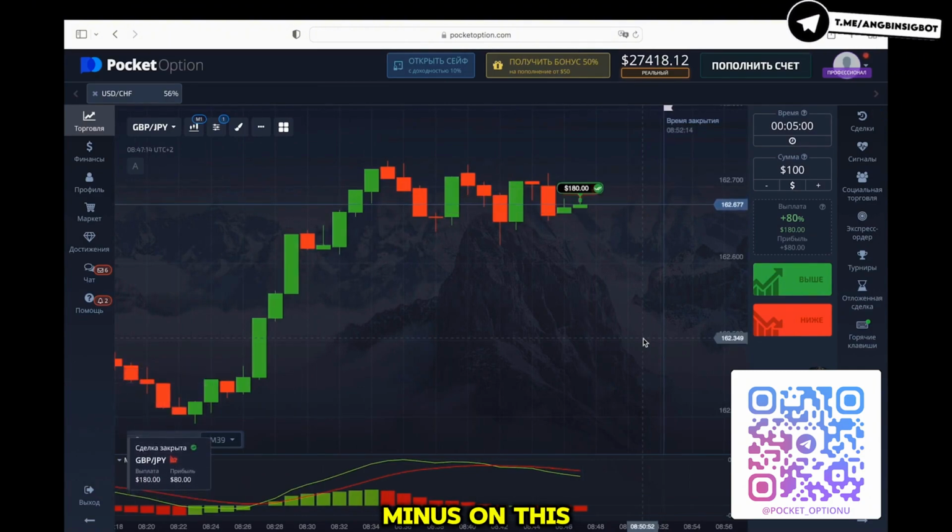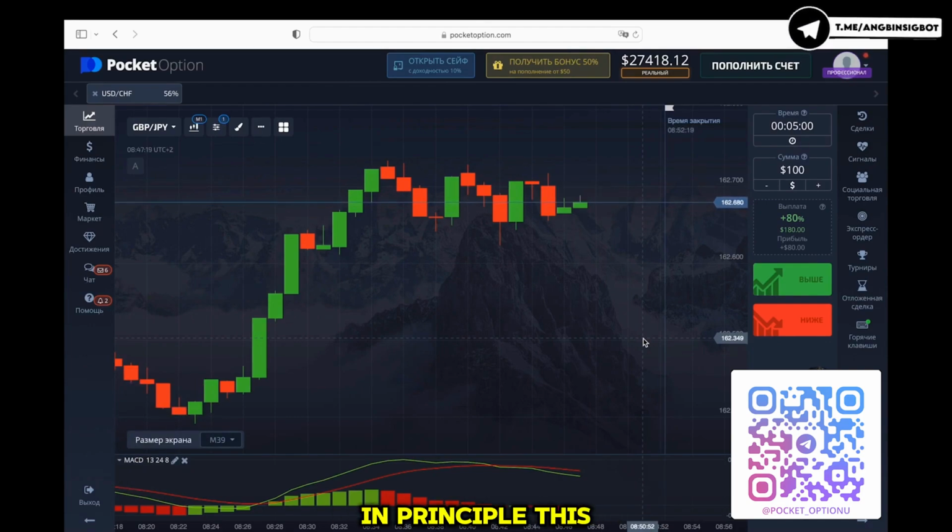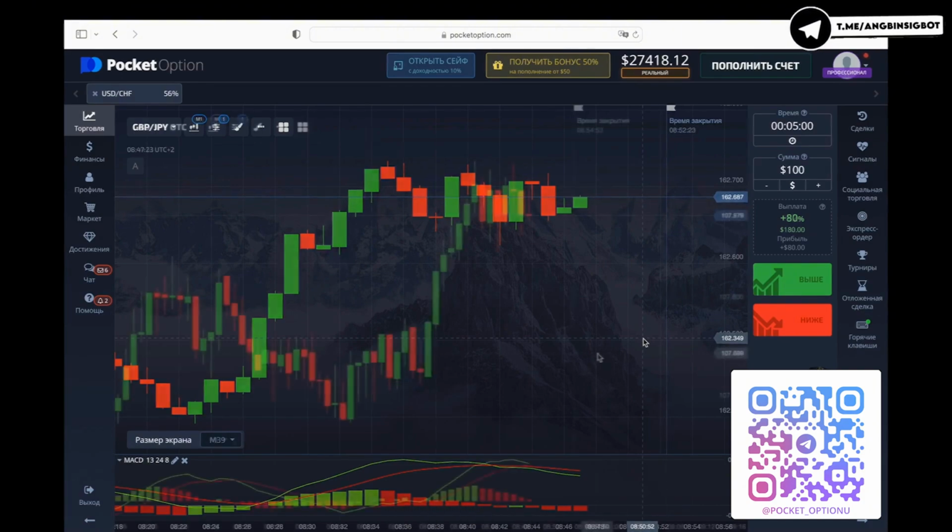Two plus 1 minus on this signal, we hit a small consolidation which is very clearly visible on the chart. In principle, this is not bad, so the signals are also in the plus, and let me take a look at the last trade.